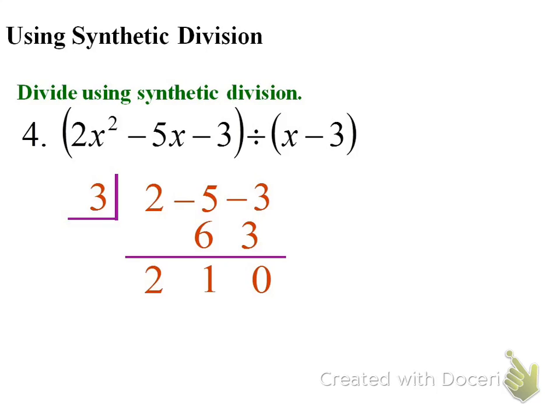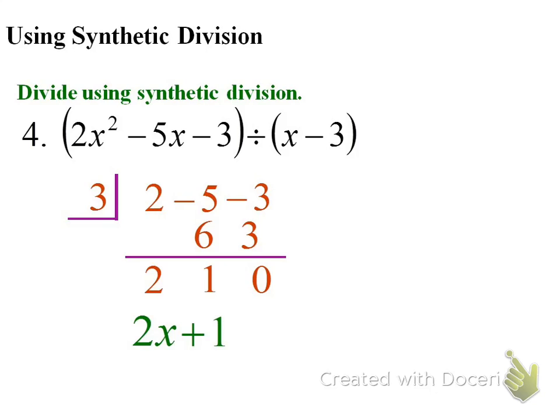Now, the answer isn't 210. We've got to take it a step further here. This is the remainder. This is the constant term. This is the x term. So when you write that, it actually turns into 2x plus 1. And that's our answer.